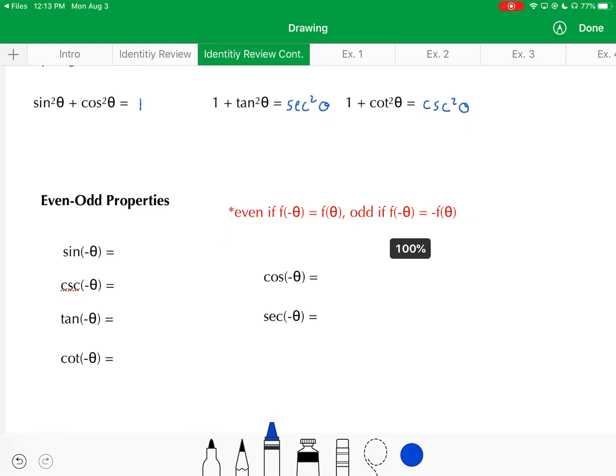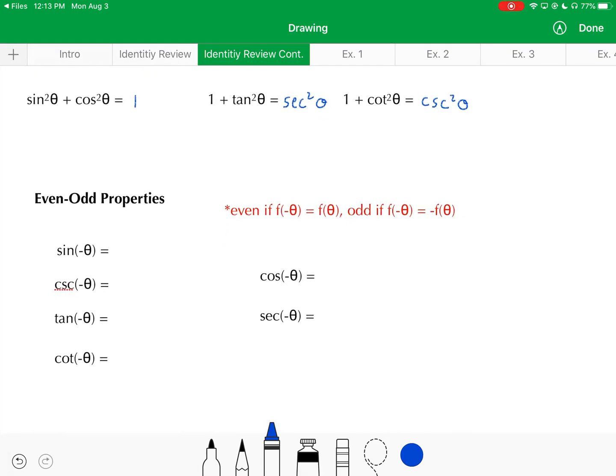Lastly, we have the even and odd properties. Sine, cosecant, tangent, and cotangent, those are all odd functions. So that means when you evaluate them with a negative measure, you will get the opposite value as if you evaluated with the positive of that angle measure. So what I mean by that is that sine of the negative theta is equivalent to the negative of the sine of positive theta. Okay, and it'd be the same for the three below.